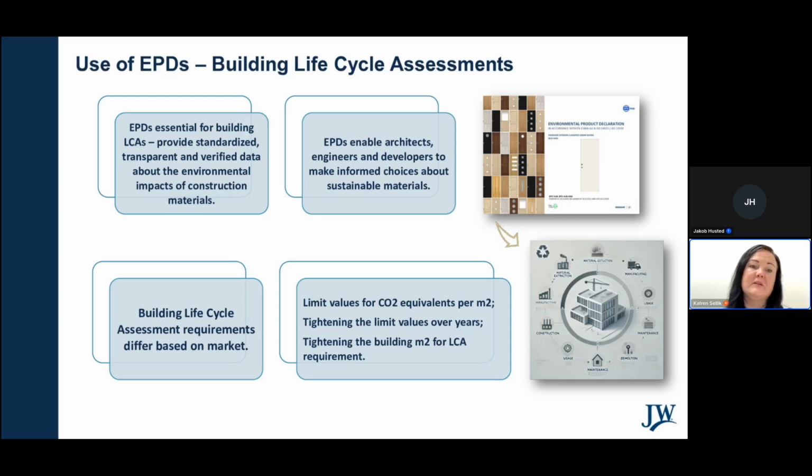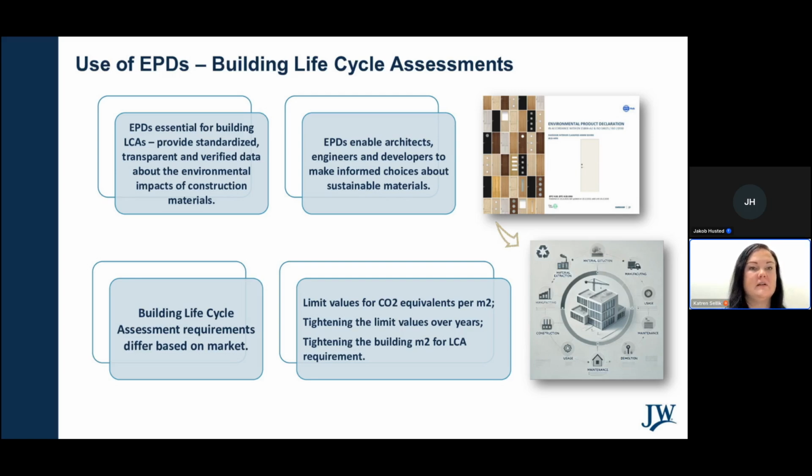And we have seen that the EPDs are also used by architects, engineers, and developers, before actually jumping into the building life cycle assessment modeling, to make some choices about which materials are sustainable and which are not. Although we usually like to highlight that if they start comparing the EPDs, they need to be really careful, because not all the EPDs are so well comparable. But anyhow, even if they are not comparing them, they need the EPDs as input for building life cycle assessment.